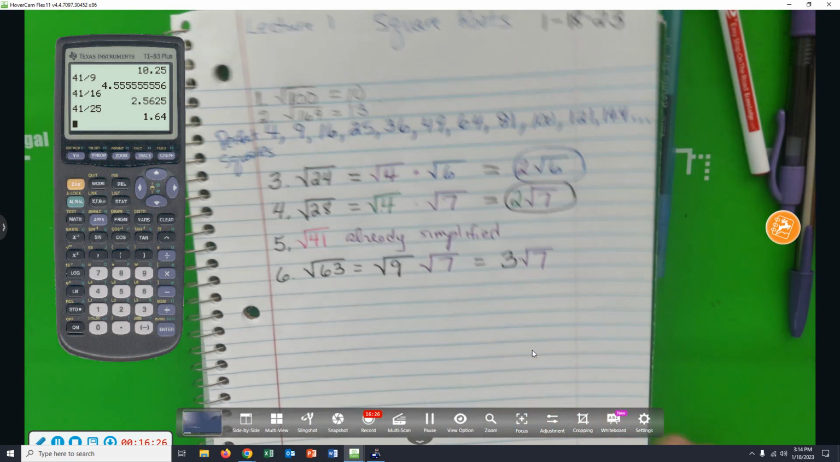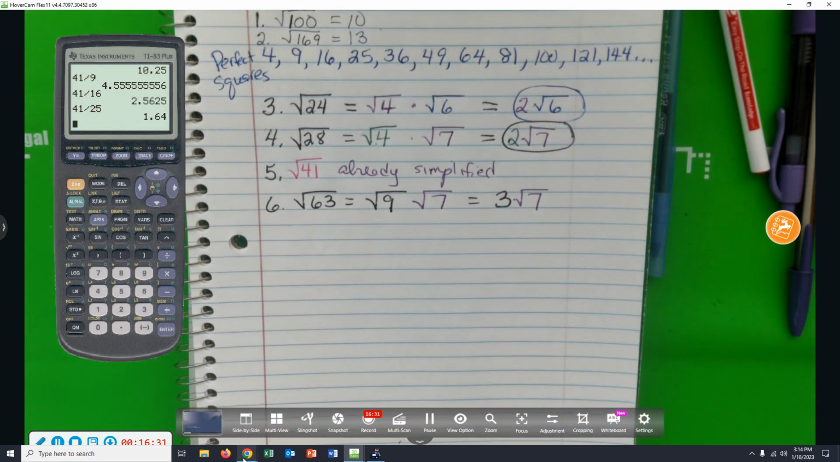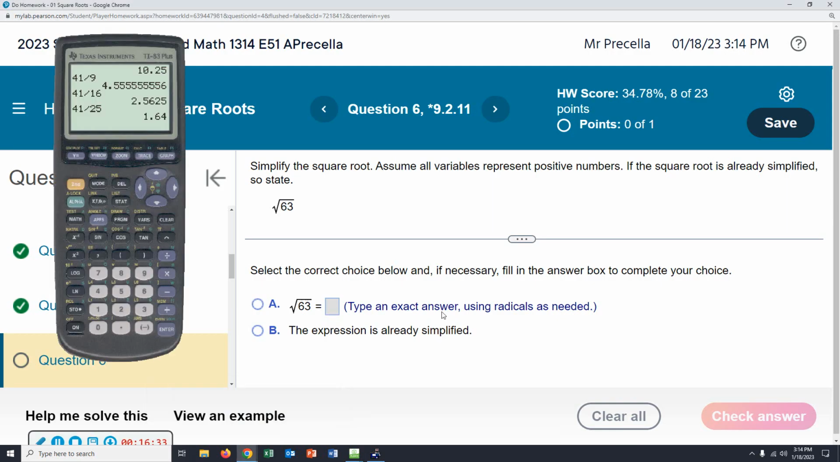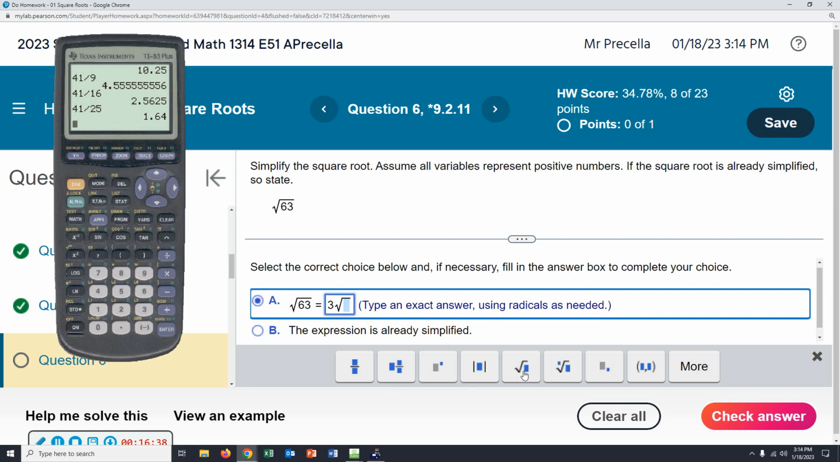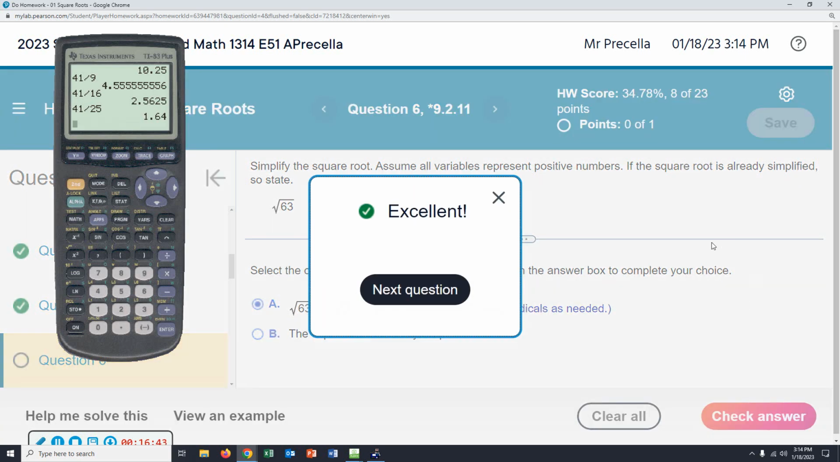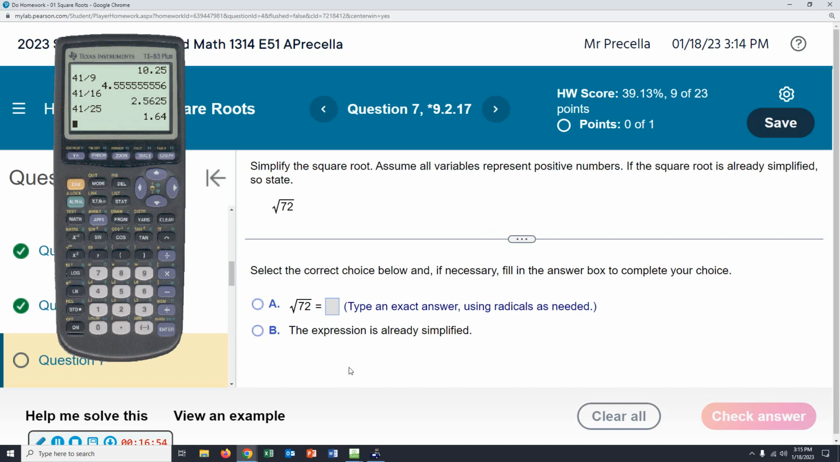Any questions there? So 3 square root of 7. 3 square root 7. Check answer. Any questions? Number 7 is a great one. Finally we get a good one.